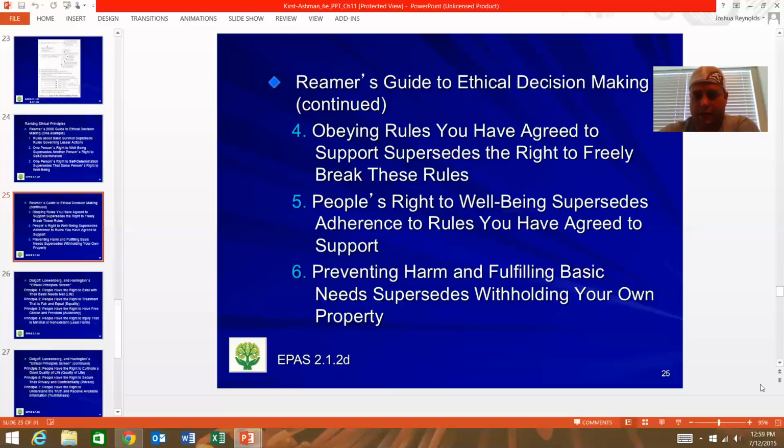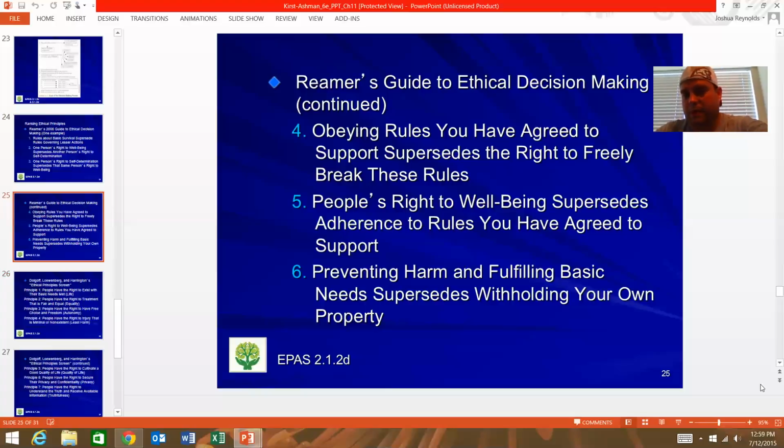Obeying the rules that I've agreed to support supersedes the right to freely break these rules. And so that's why it's important to set the ground rules up front, to say, here are the three things that we need if we're going to engage in this dialogue or do this project together. Can we agree to these rules? And they say yes, which is a verbal or tacit agreement or a handshake, or write it down if it's more serious, through what's called an MOU, a Memorandum of Understanding, or an MOA, which is a Memorandum of Agreement.